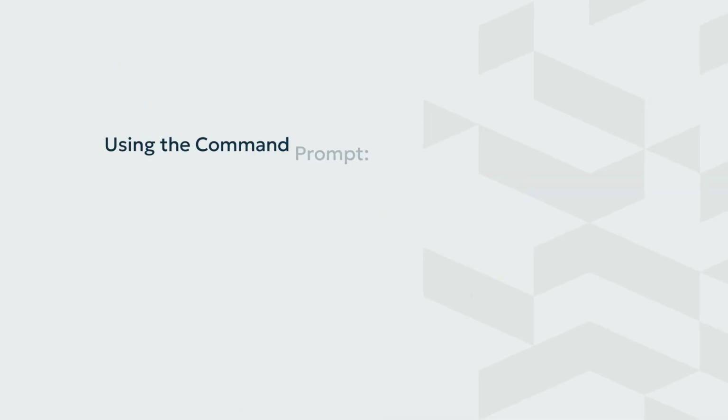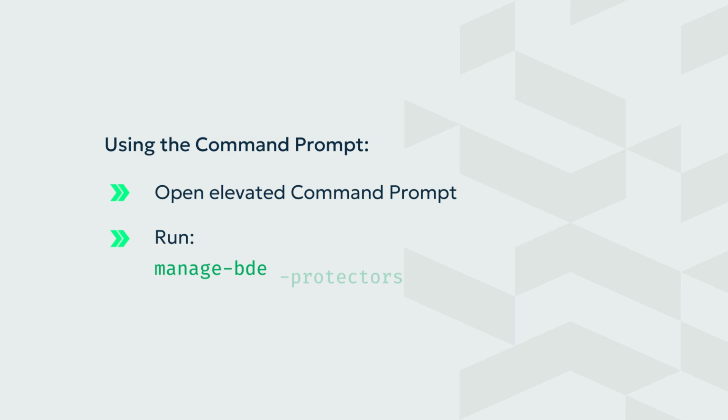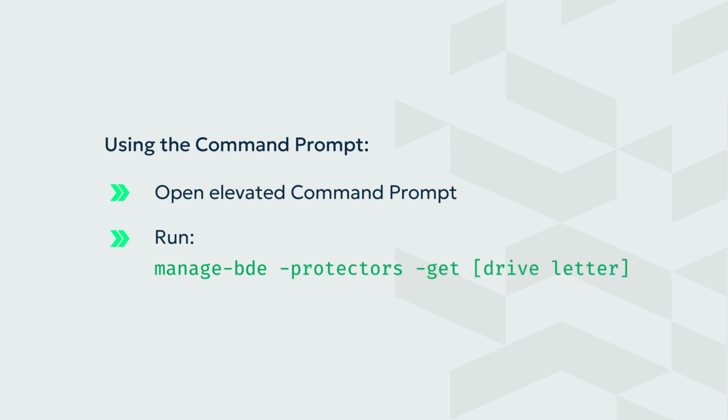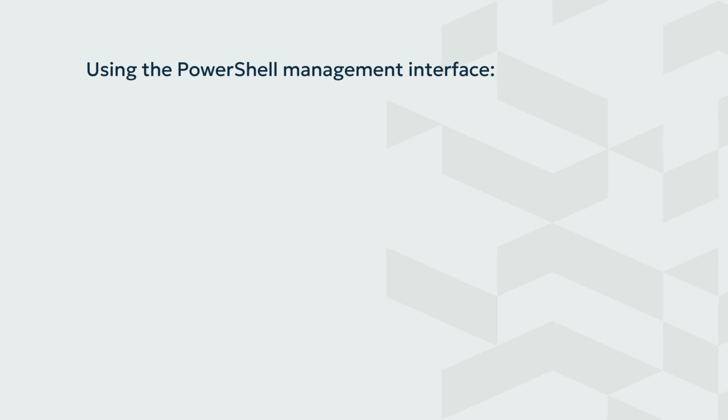Next, the command prompt. Open an elevated command prompt. Type manage-bde -protectors -get <drive letter>. This command reveals the external key file name, allowing you to save your startup key as described earlier. Finally, PowerShell offers another powerful method.